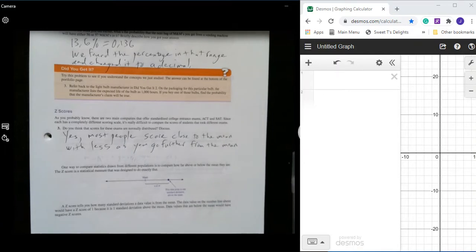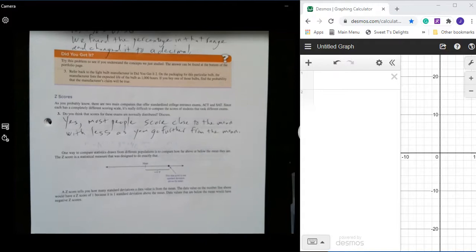Now, one way to compare statistics drawn from different populations is to compare how far above or below the mean they are. The Z-score is a statistical measure that was designed to do exactly that. A Z-score tells you how many standard deviations a data value is from the mean. The data value on the number line above would have a Z-score of 1 because it is one standard deviation above the mean. Data scores that are below the mean will have negative Z-scores.